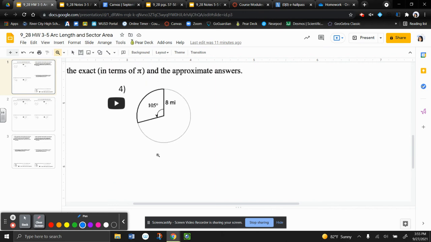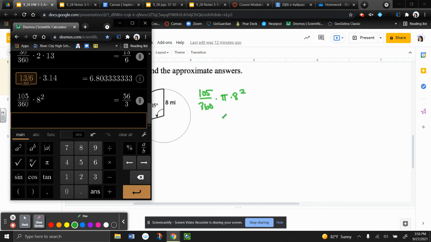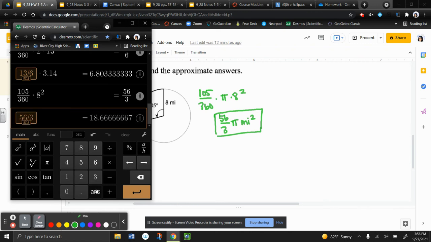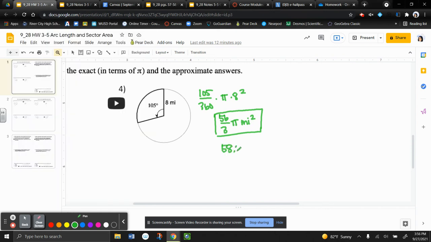All right, this next section we are doing sector area. So sector area, our fraction of the circle times pi times the radius squared. So we get 56 over 3 pi miles squared is our exact answer. And now to get our approximate, we're going to multiply that fraction by 3.14, so 58.61 is the approximate.